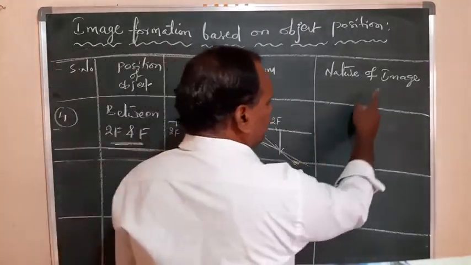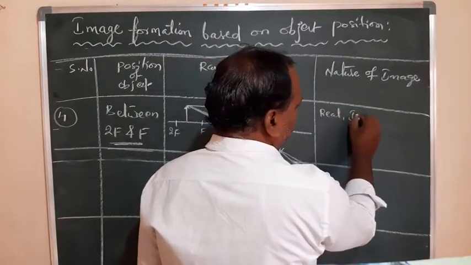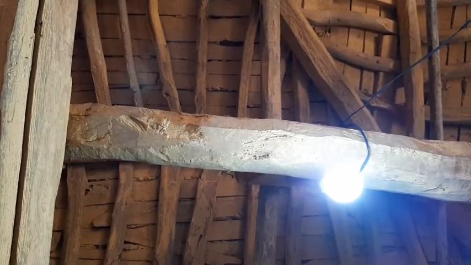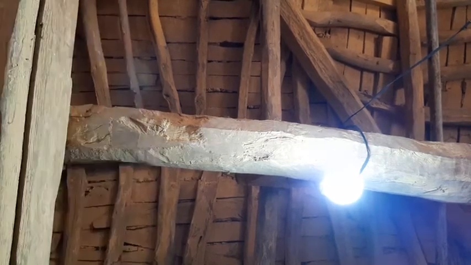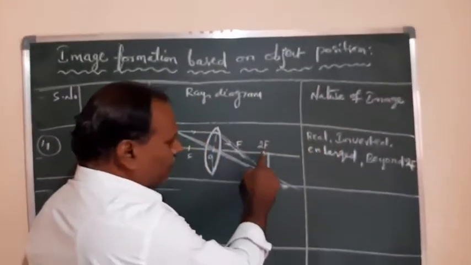So what is the nature of the image here? The nature of the image is a real image. It is also an inverted image, and it is a magnified image. So compared to the object, image size is larger. So it is called real, inverted, and magnified or enlarged. Compared to the object, the image is larger. It is called enlarged, and where will it form? It will form beyond 2F. Beyond 2F. So after 2F, the image will form.